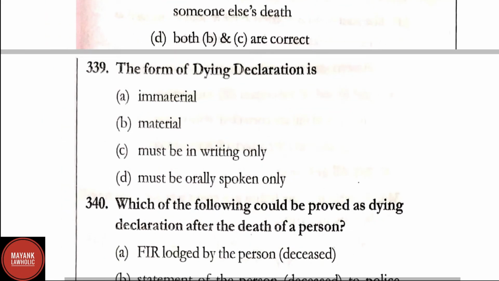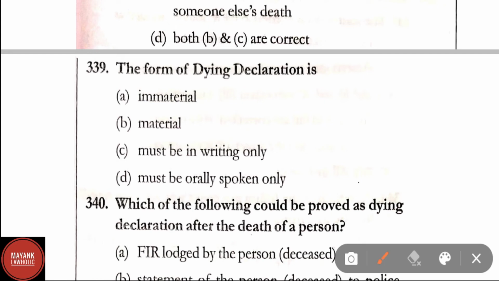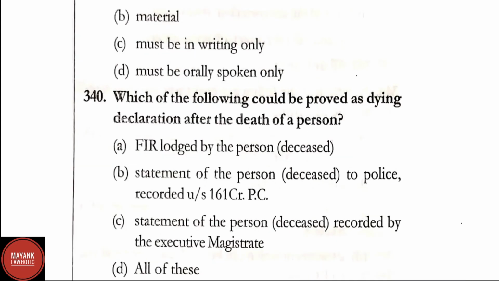Question number 339. The form of dying declaration is immaterial. Question number 340.